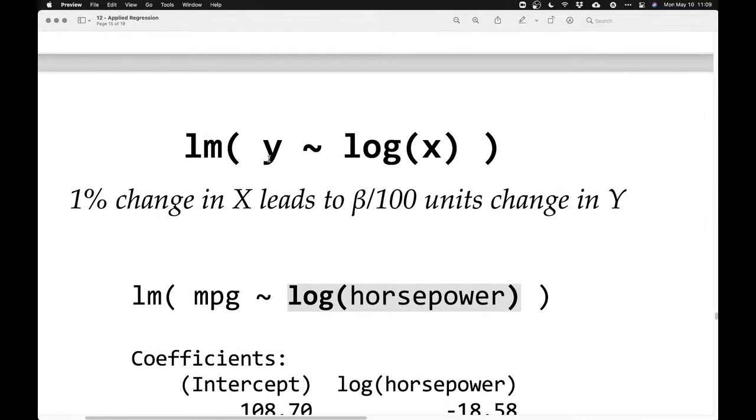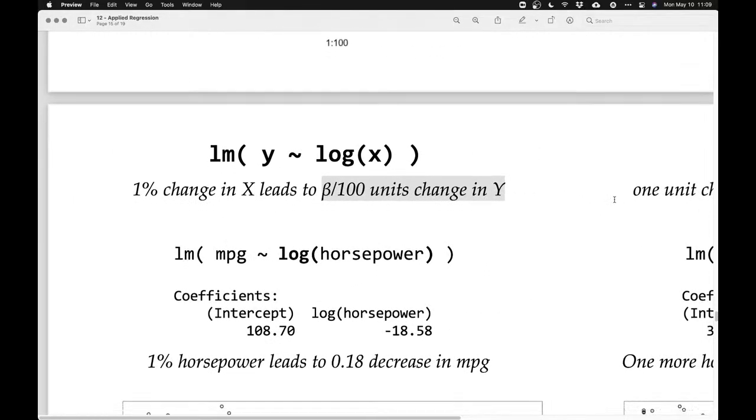The generic explanation is this: when you regress y over the log of x, it means that the coefficient has the following meaning. A 1% change in x leads to whatever beta is, whatever your regression slope is, divided by 100 units of change in y. All right?